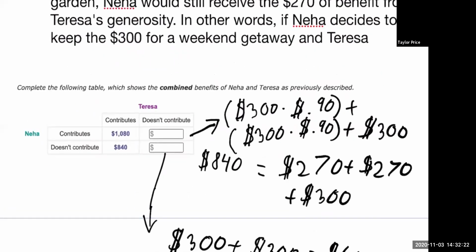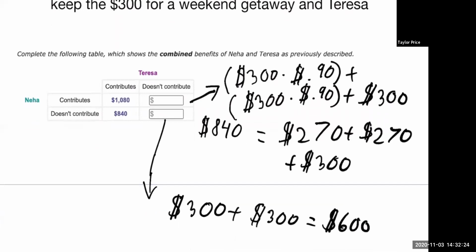The first thing we want to do is complete this table. And this table is really important because it's telling us a couple different things. Depending on the person, it shows the total value if both of them contribute versus if one or none of them contribute. You can see that we already have the first value filled out here, and we also have the second value filled out here. So what we then need to do is compute the other two values. I've done that here and broken it out to see what that looks like.